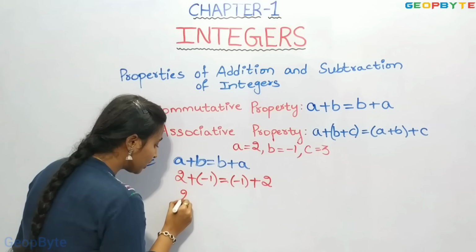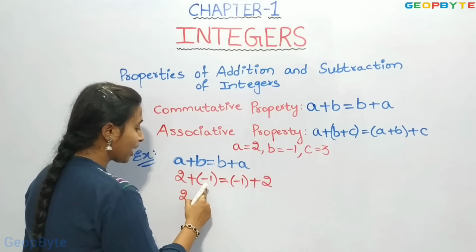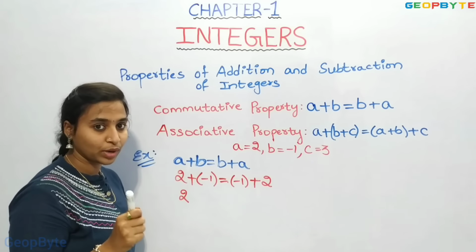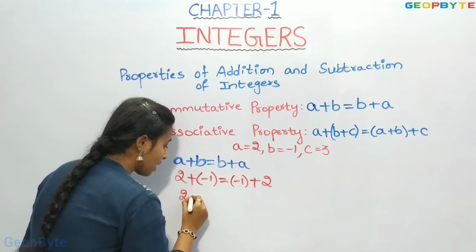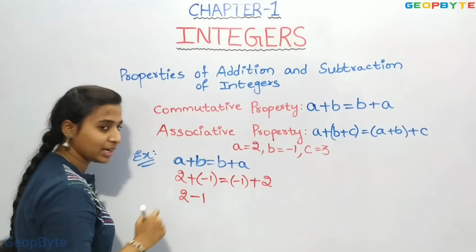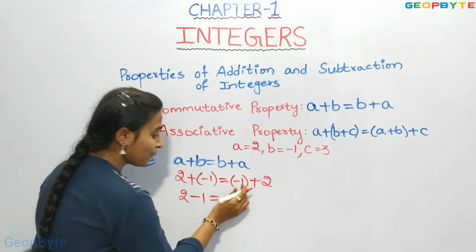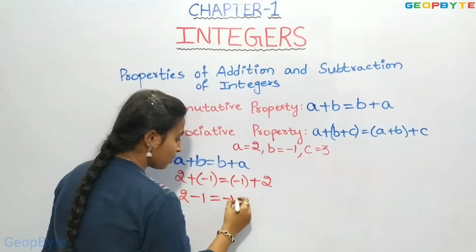We have 2. As I said in the rules before, plus and minus are there means we need to write minus. -1 plus into minus is equal to -1 plus 2.